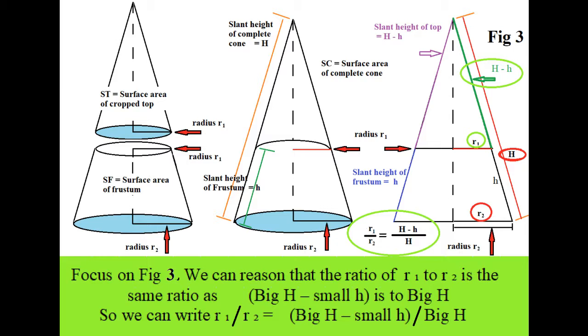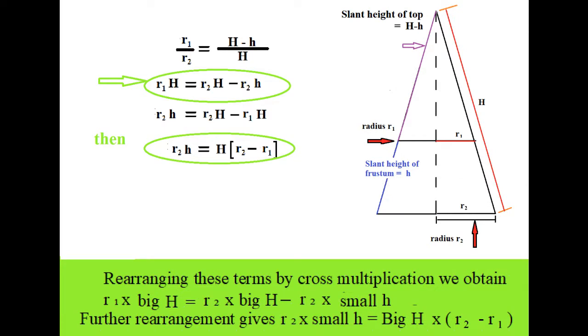Focus on Fig 3. We can reason that the ratio of R1 to R2 is the same ratio as big H minus small h is to big H. So we can write R1 over R2 is equal to big H minus small h over big H. Rearranging these terms by cross multiplication, we can obtain R1 times big H is equal to R2 times big H minus R2 times small h.